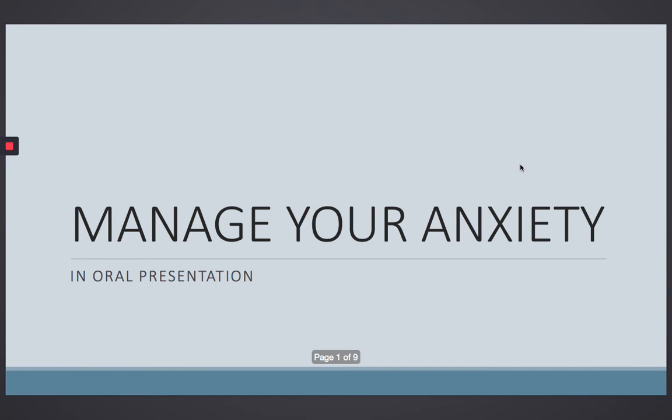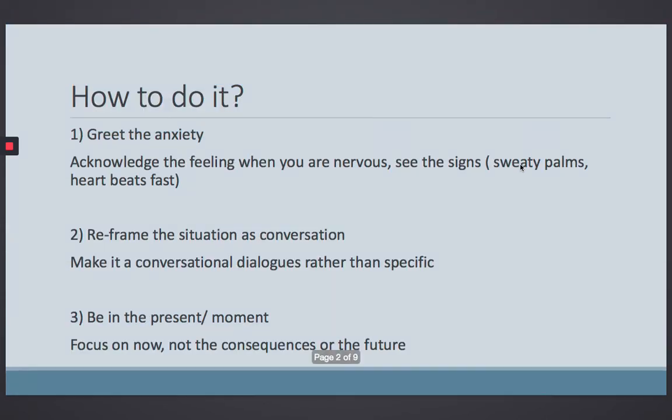Okay, so like I said, anxiety. A little bit about this, right? In oral presentation, how to do it. If you are someone who really fears oral presentation, you have to do all this. Okay, number one, you greet the anxiety. It's okay. Tell yourself it's okay to get nervous. Acknowledge the feeling when you are nervous.